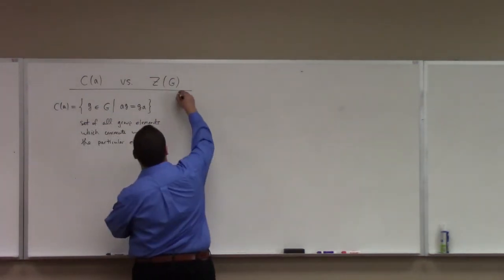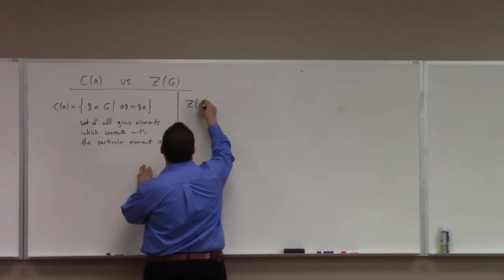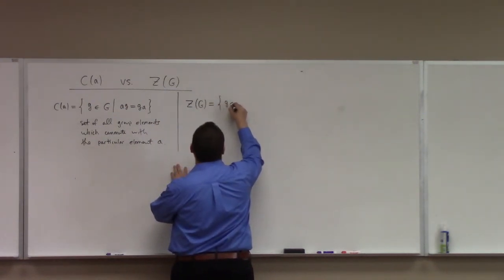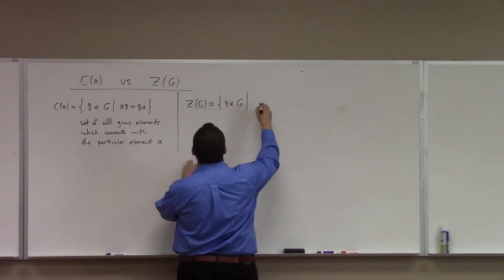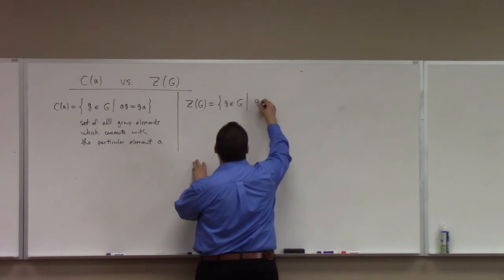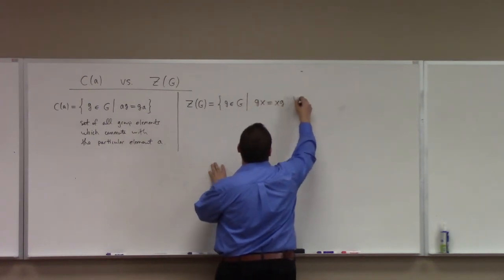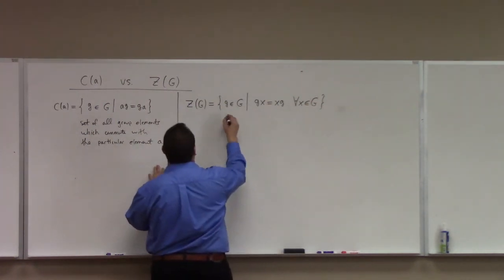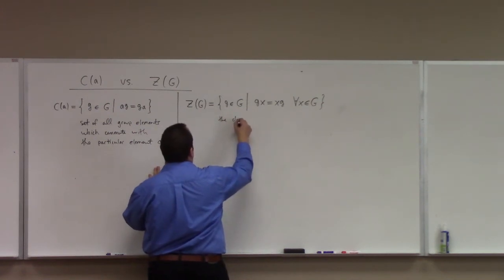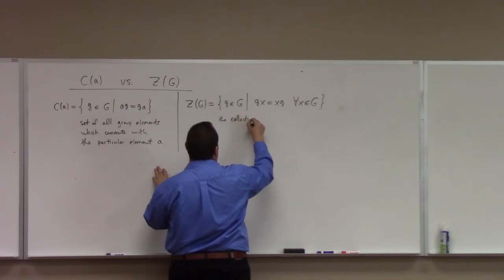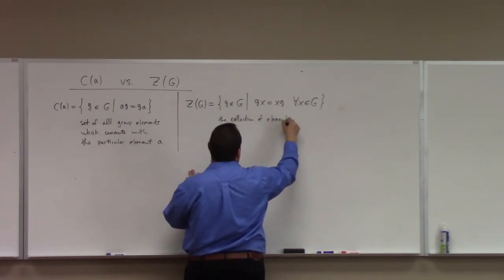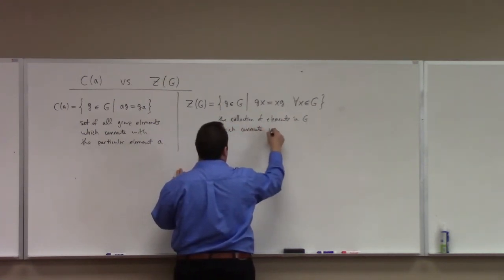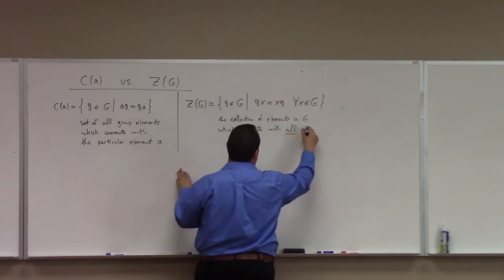In contrast, the center of G is what? This is the set of g in G such that gx is equal to xg for all x in G. So in other words, the center is the collection of elements in G which commute with all elements in G.